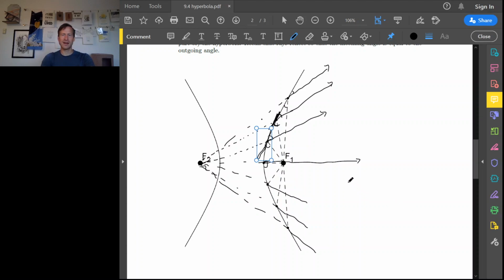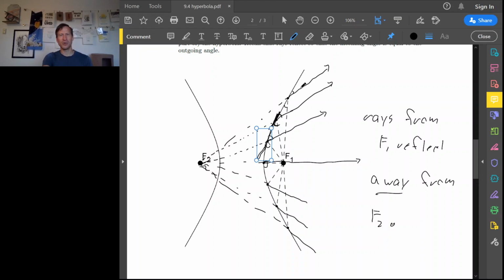So it looks like rays from F1 reflect away from F2. For an ellipse, it was towards F2, but for hyperbola, it's away. And in fact, we drew this diagram as if all of these rays are reflecting off of the right-hand piece of the hyperbola.